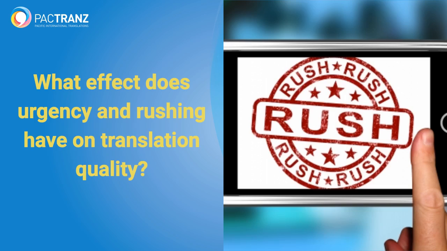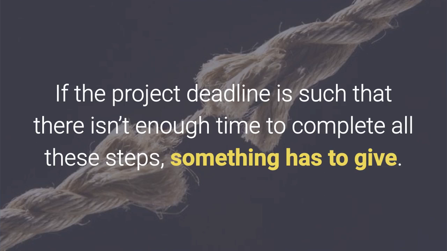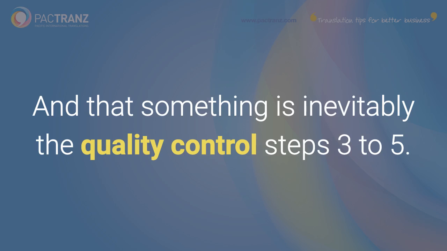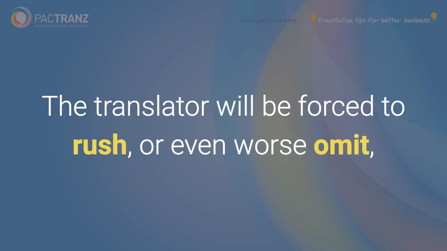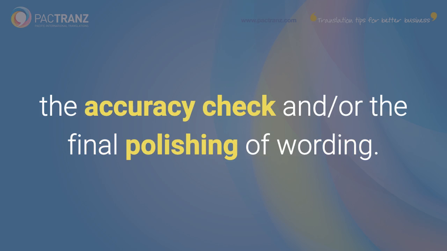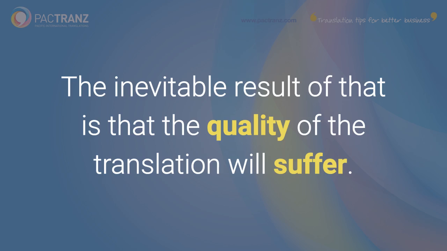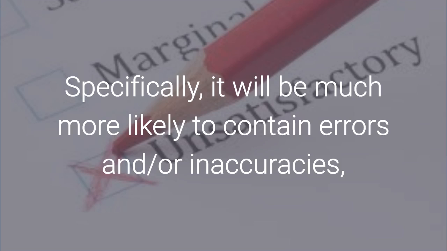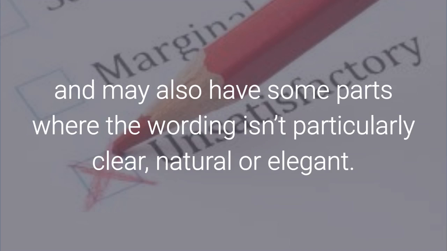So what effect does urgency and rushing have on translation quality? If the project deadline is such that there isn't enough time to complete all these steps, something obviously has to give. And that something is inevitably the quality control steps 3 to 5. The translator will be forced to rush or even worse omit the accuracy check and or the final polishing of wording. The inevitable result of that is that the quality of the translation will suffer. Specifically, it'll be much more likely to contain errors or inaccuracies and may also have some parts where the wording isn't particularly clear, natural or elegant.